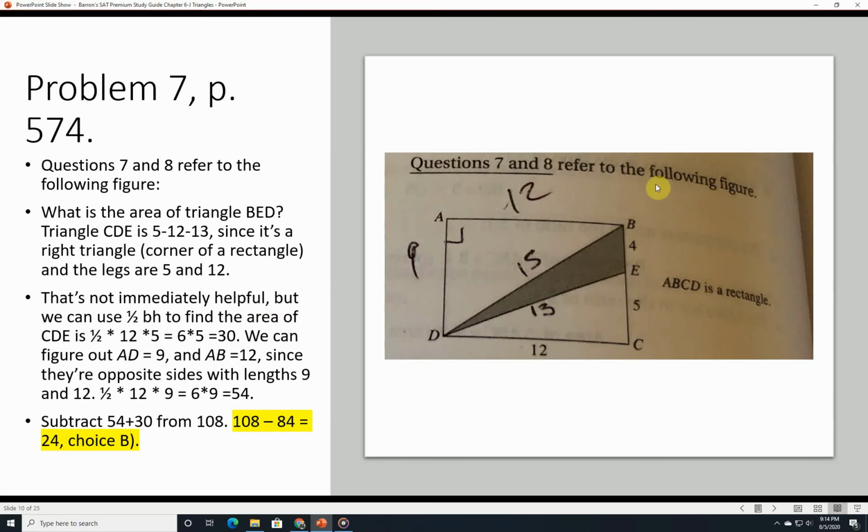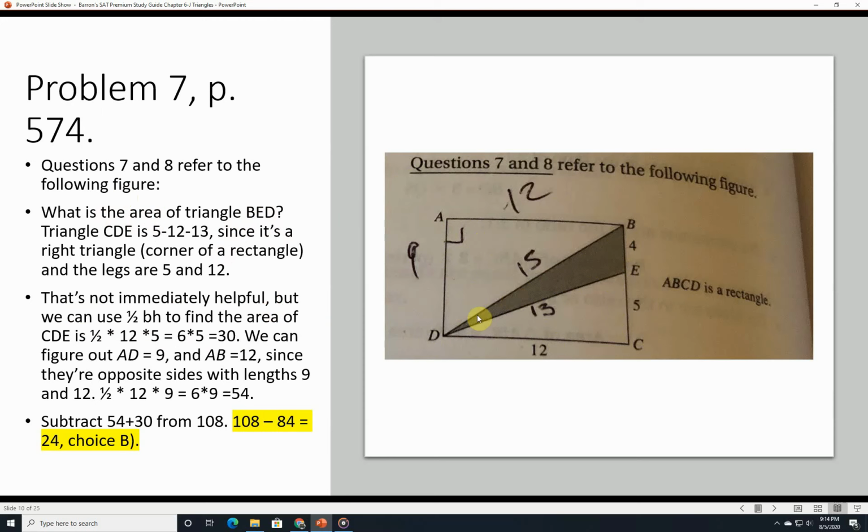Problem 7. Okay, 7 and 8 refer to the following figure. We see we have a rectangle, and they tell you ABCD is a rectangle. So, what is the area of triangle BED? Well, here's BED. Oh, it's one of those shaded problems.